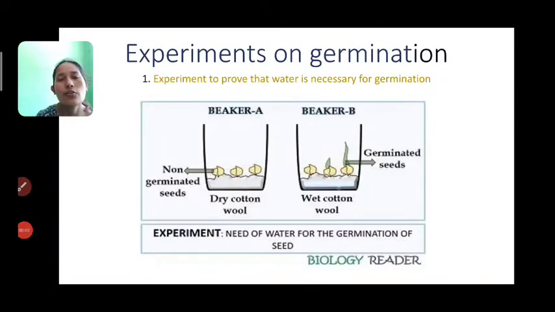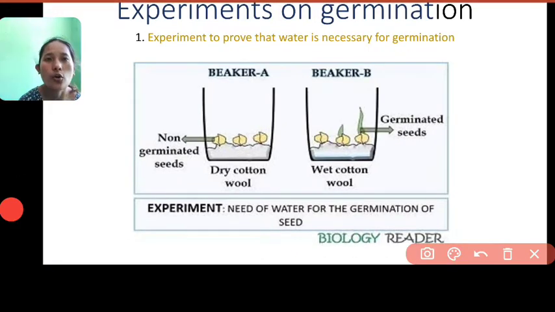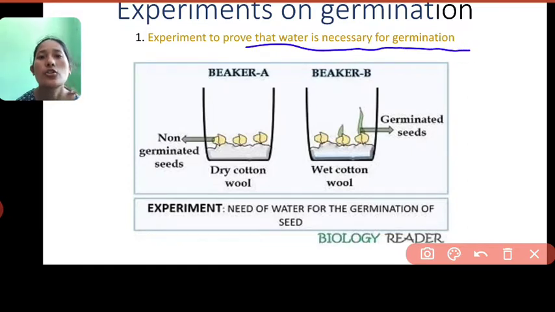Okay class, now let's carry on with the simple experiment which is going to prove that water, oxygen and temperature are very much essential for germination to take place. These are very simple experiments, so you can carry them out at your home also. First, let us carry on with the experiment which will prove that water is necessary for germination.